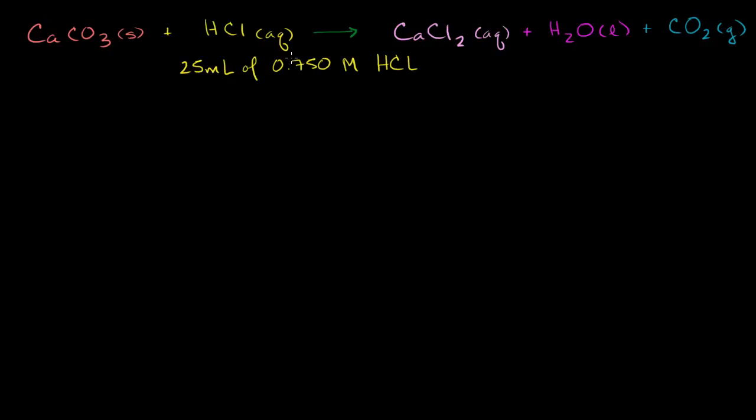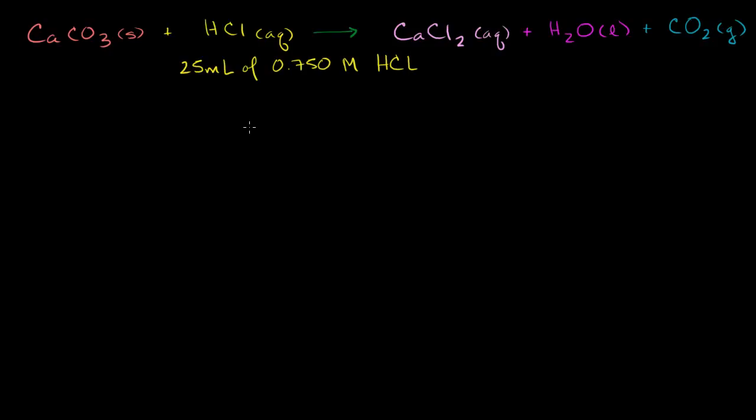And just to remind ourselves what we're talking about, we have this hydrochloric acid, and it is dissolved in water. It is an aqueous solution. The solvent is water. And this 0.75 molar tells us the molarity of that solution. It tells us the concentration, or the moles of hydrochloric acid per liter of our entire solution. And we need to figure out the mass of this calcium carbonate that we need to react completely with this amount of hydrochloric acid solution.